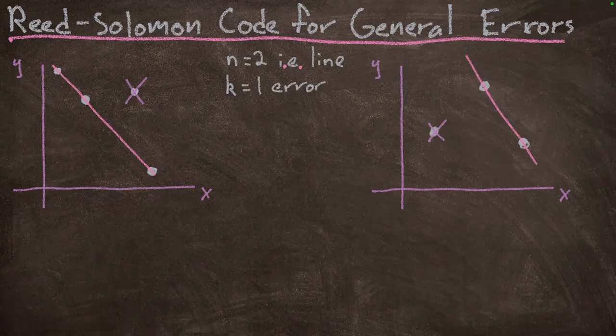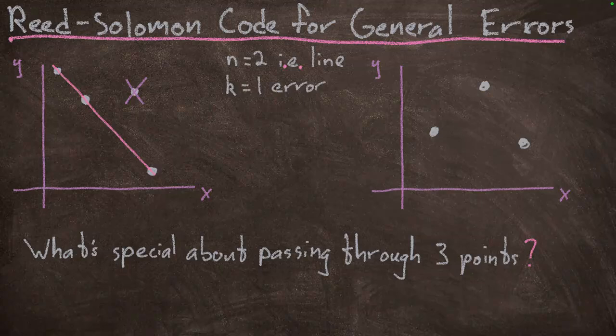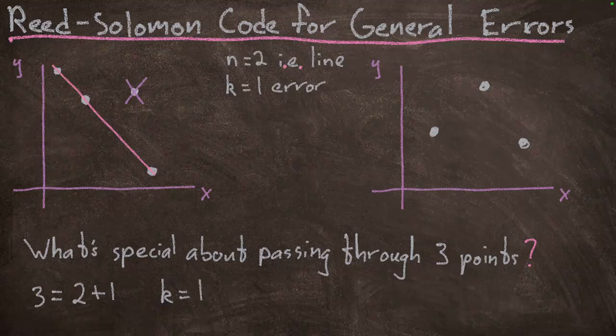So there was something special about this line passing through 3 points. What's special about passing through 3 points? I'll give you a hint. 3 is equal to 2 plus 1, and k is equal to 1. We only have one error. So if we pass through 3 points, and even if we thought one of those might have been an error, we still know that there are 2 correct points. And 2 correct points is enough to know that we have the correct line, because 2 points define the line.